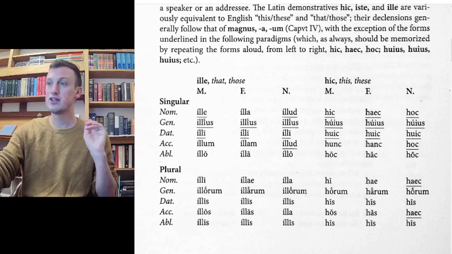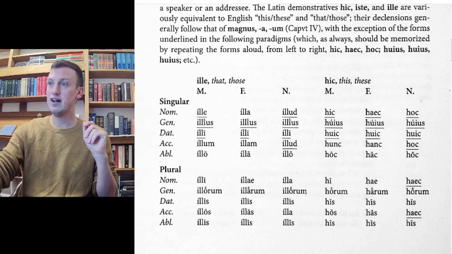That's a verbal thing. It doesn't really make sense in the context of adjectives. But hic, haec, hoc is near to the speaker. Ista, istud is near the interlocutor. And illa, illud is near the third person. It's somewhere else, right? It's far from both the speaker and the interlocutor. So let's look at these.